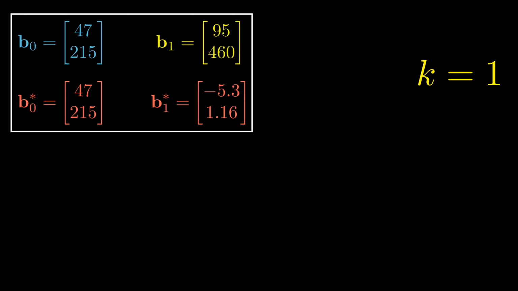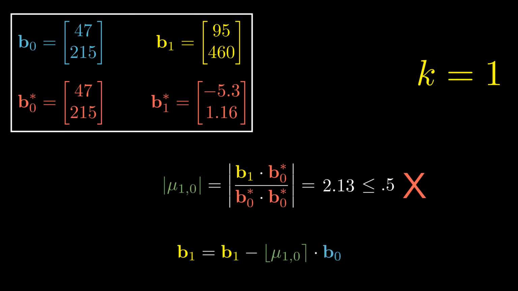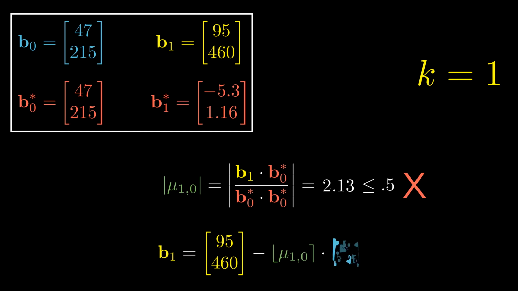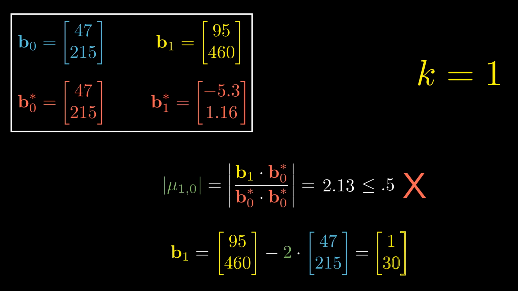Here the index of the initial working vector k is initialized at 1, then we begin the process of checking the size and Lovasz conditions. We first check the size condition, and we find that mu10 has a magnitude of 2.13. This does not satisfy the size condition, so we must appropriately update the vector b1. We take our previous value of b1 and subtract off the rounded Gram-Schmidt coefficient multiplied by b0. Substituting in the appropriate quantities, we find that the new b1 should be equal to 130.